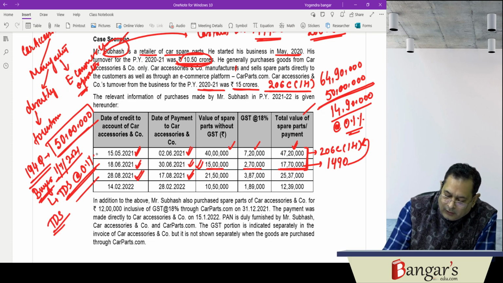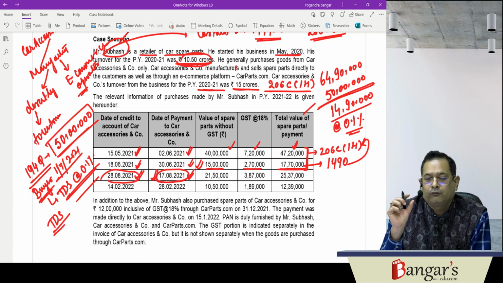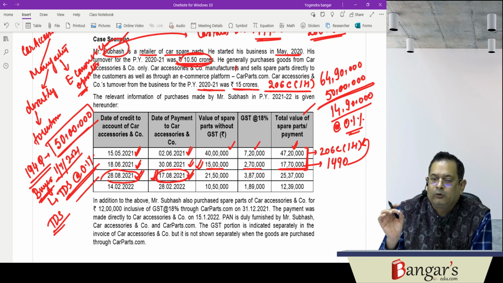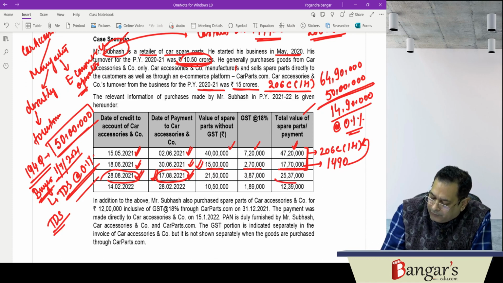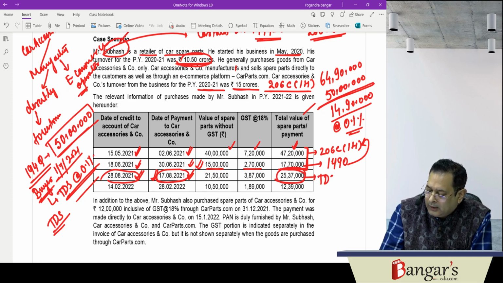Now in this case, the buyer has made an advance payment on 17th of August. The date of credit is 28th of August, but he has already effected the payment. So when he has already made the payment, he would not be able to know the GST amount separately. In such a case, tax is required to be deducted at source under section 194Q inclusive of the GST element, because the payment has been made in advance. Therefore, on the entire 25,37,000 rupees, TDS will be made under section 194Q at the rate of 0.1%.